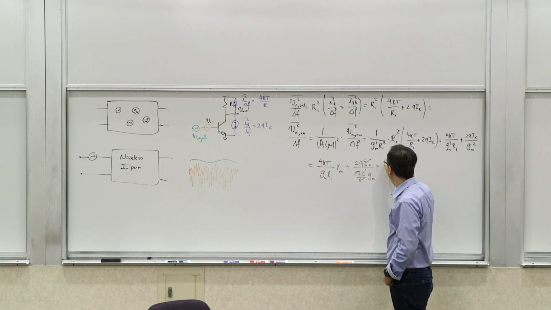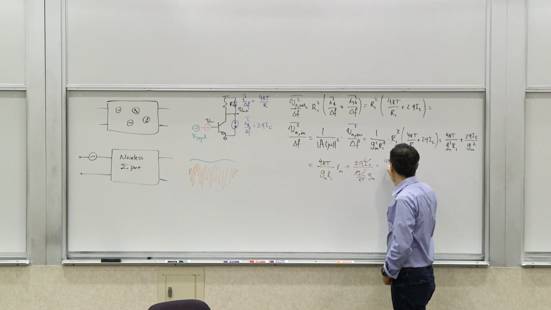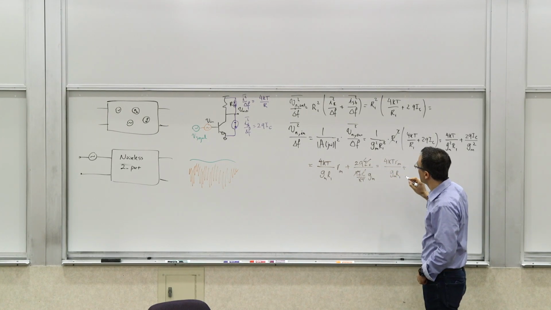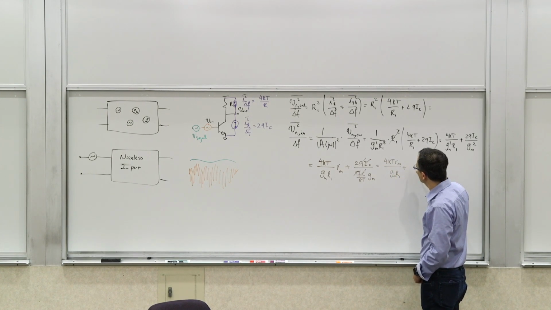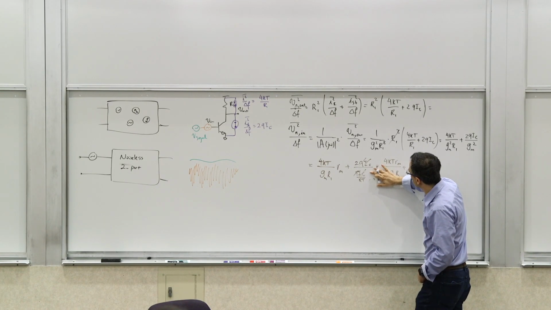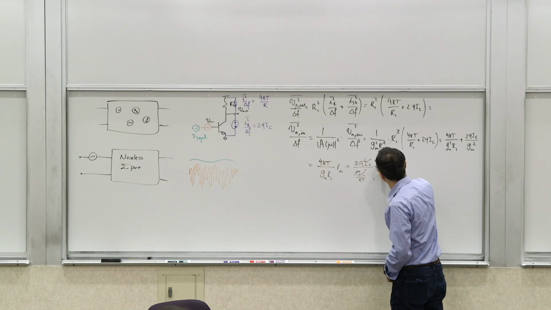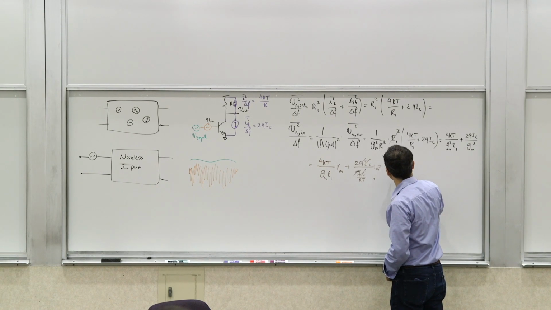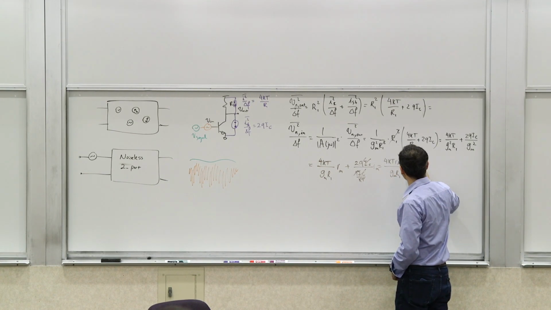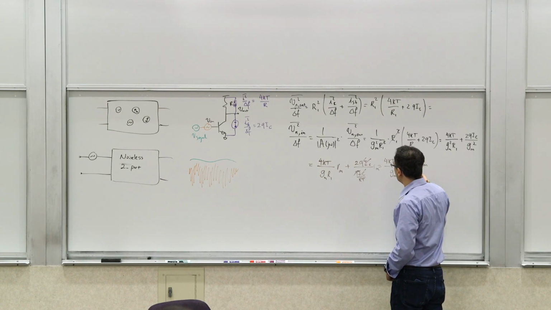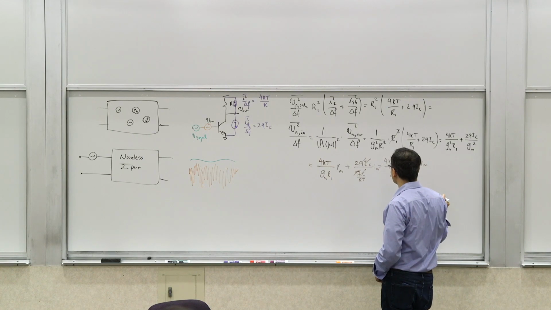So what do you get? You get 4kT RM over GMR1 plus what? You get plus, and I can write this as RM2. So I can write this as, let's just write it as RM here. 4kT RM, and then I get 2kT RM. That's it, 2kT RM.